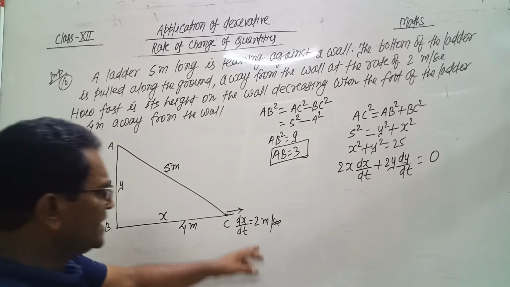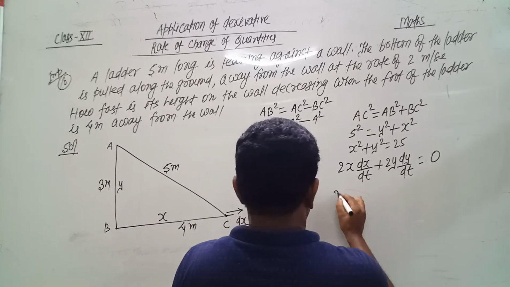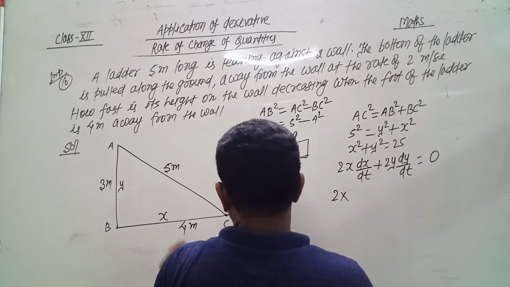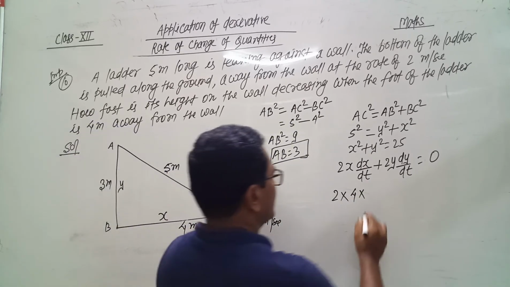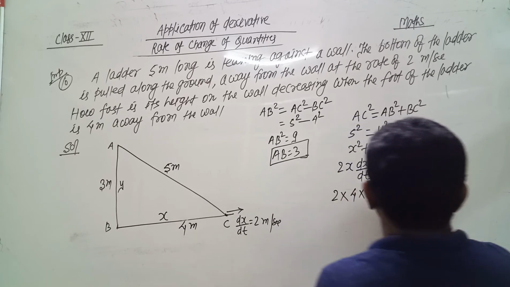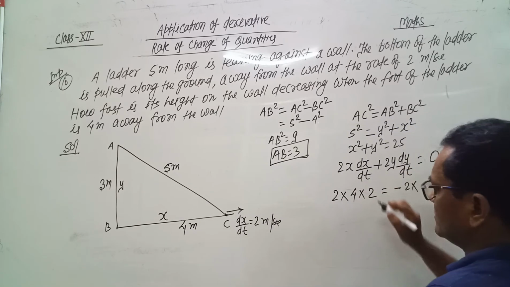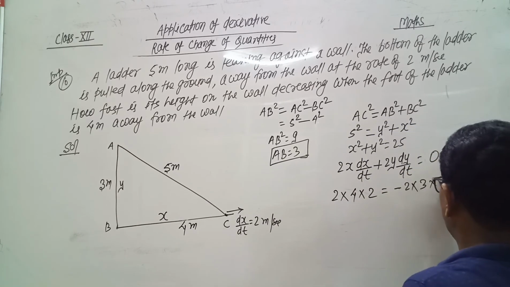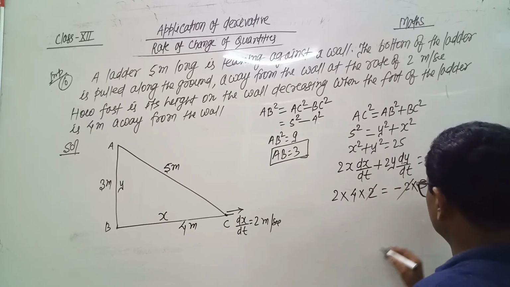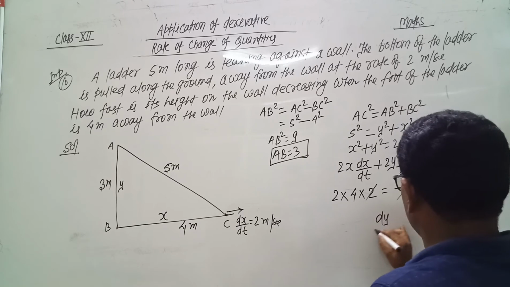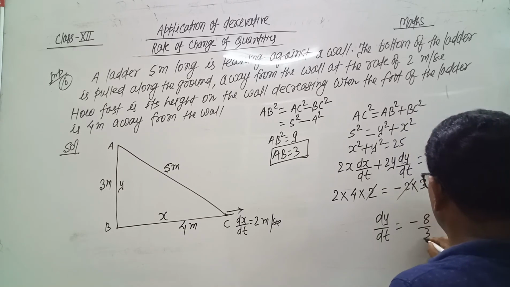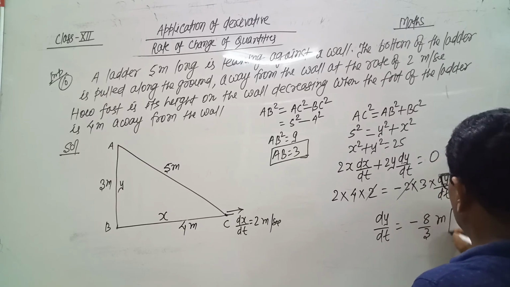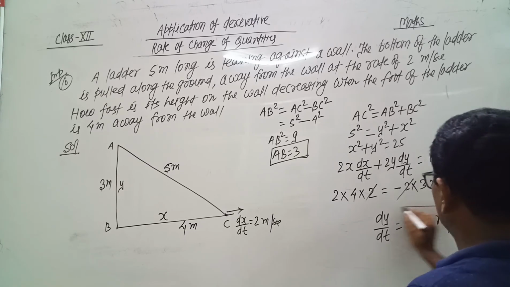Now the value of dx by dt is 2 and the value of x we have calculated is 4. So 2 into 4 into 2 equals minus 2 into the value of y, which is 3, times dy by dt, which we have to calculate. 2 and 2 get cancelled and dy by dt comes to be minus 8 by 3 meter per second.